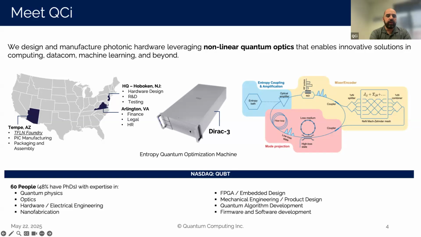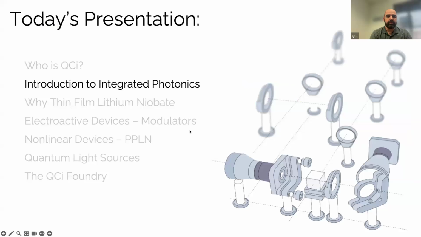So our company right now is rapidly growing. We're already up to 60 people, both in Hoboken and in Arizona. And we have expertise in not only optics, but all the other necessary skills needed to take something out of the lab and bring it into production, such as hardware engineering, fabrication, embedded design, algorithm development, and firmware development. So we really are a full stack company that is now growing. And if you're interested in getting involved with us, please reach out. We are going to be onboarding new people in the very near future.